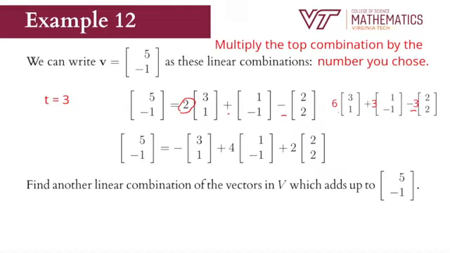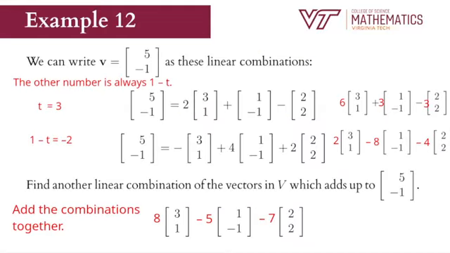For the second linear combination, I don't get to choose another number. The second number is always 1 minus t. So if t is 3, 1 minus 3 is -2. And that means I'm going to multiply the second linear combination by -2. So -1 times -2 becomes +2. 4 times -2 becomes -8. And 2 times -2 becomes -4.